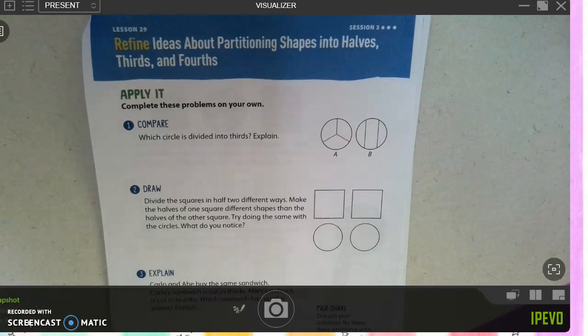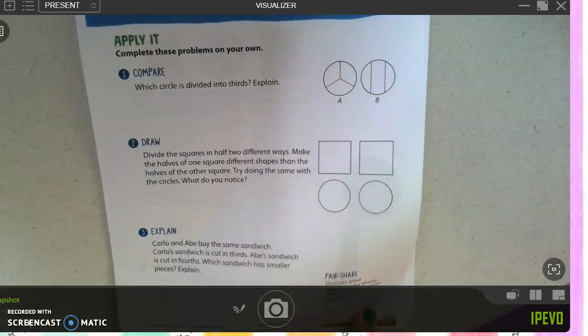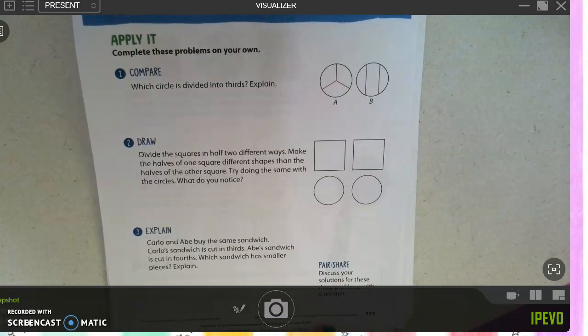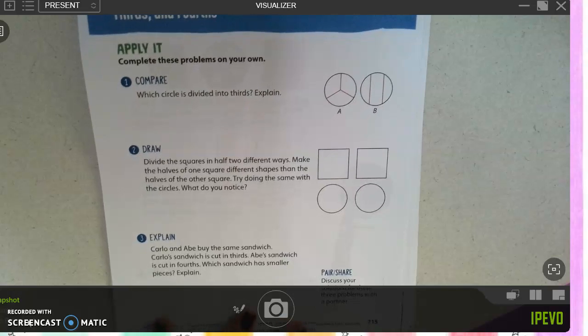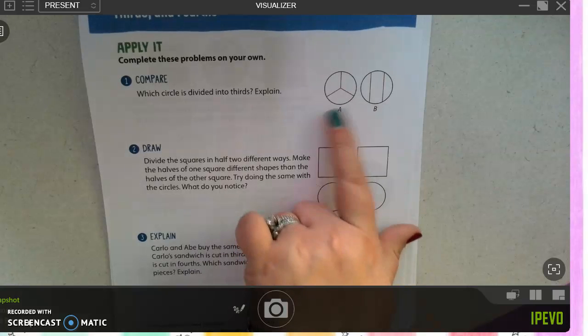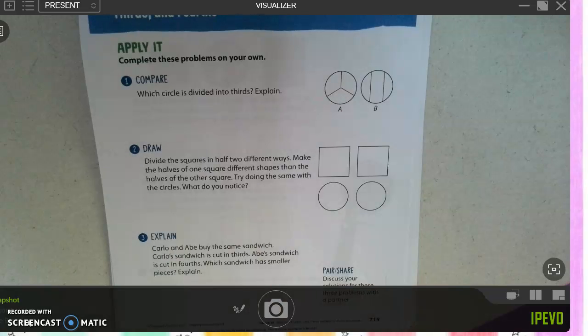Today for math, we're talking a little bit more about partitioning or dividing shapes into halves, thirds, and fourths. I am on page 215. I don't know if you can see underneath this thicker band at the bottom, and I don't like how that's there now. Number 1 says compare. Which circle is divided into thirds? So we're looking at circles A and B.